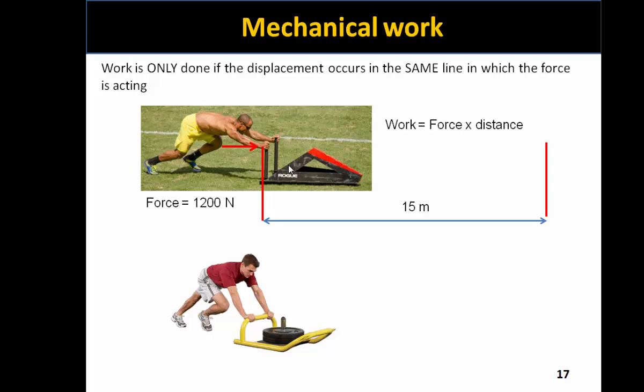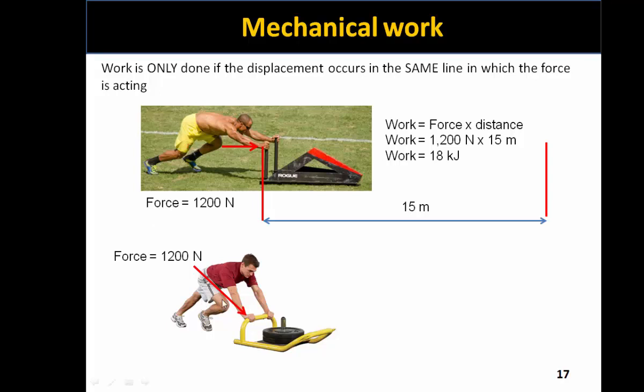Okay, so welcome back. So we use the same equation. Work is equal to force times distance. And in this particular example, we're provided with the data here that we can calculate work. So we have 1200 newtons, we have a 15 meter distance, and the total work performed is 18 kilojoules, 18,000 joules.